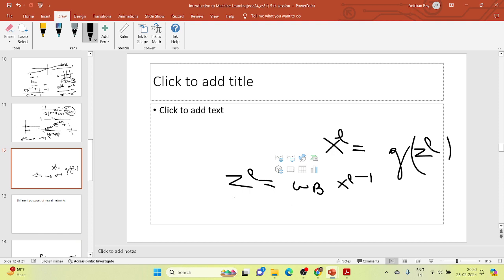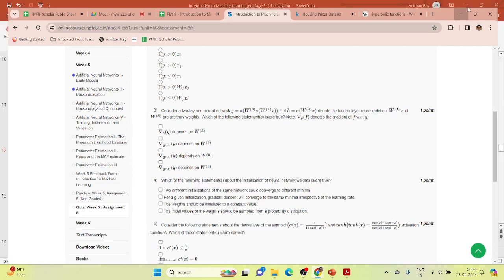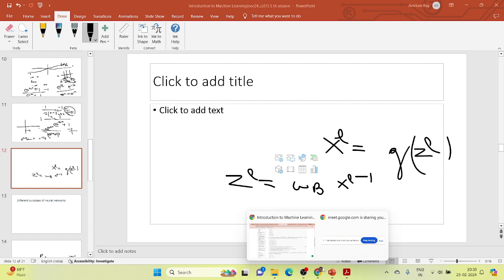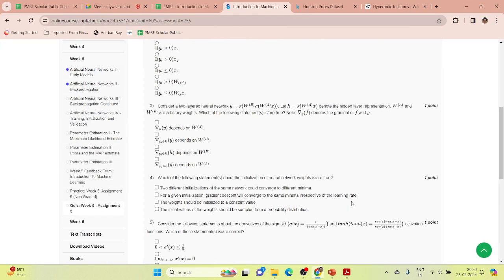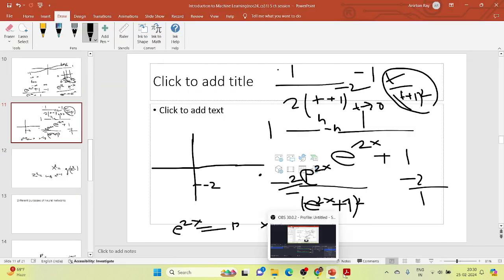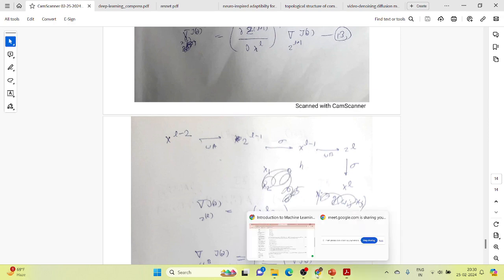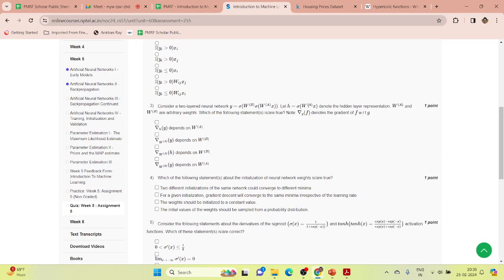So this ZL is the H? Right, ZL is H? No, ZL is not H. ZL minus 1 is H, I think. Let me see. XL minus 1. Okay, XL minus 1 is the H here, as you can see. XL minus 1 I've written as the prediction here.